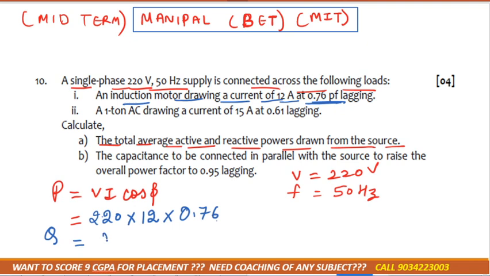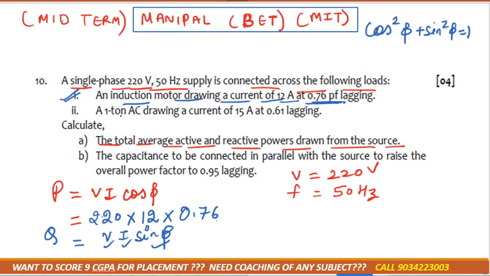Similarly, we can get reactive power, that is VI sin phi. V we know, I we know, and sin phi we will also get. If we get cos phi, sin phi will also come by the formula cos square phi plus sin square phi is equal to 1. Okay, clear?